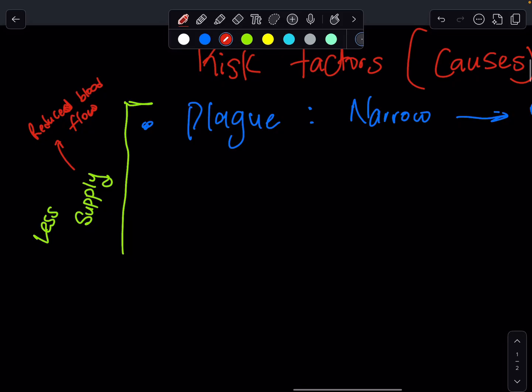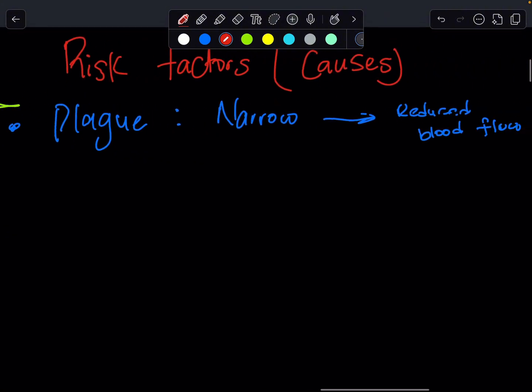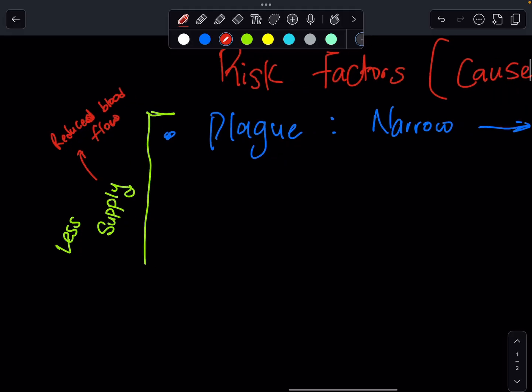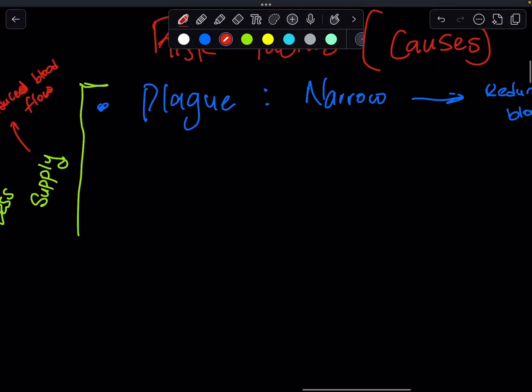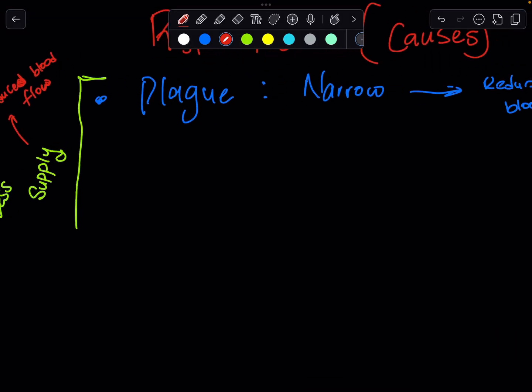So the plaque causes there to be less supply of blood, and we already know how it takes up space, it causes the artery to narrow, and so it reduces blood flow, right? So the supply of blood to the heart gets less because of the plaque. That's basically what I'm saying.